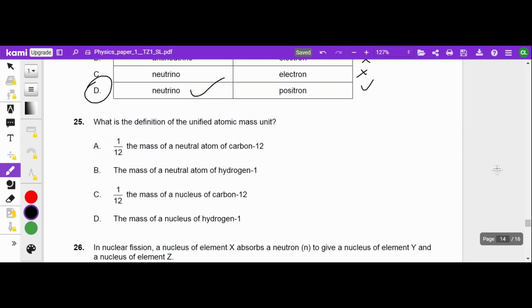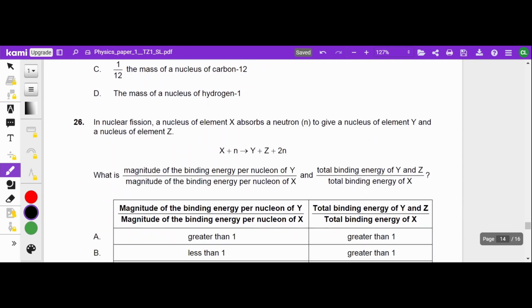What is the definition of the unified atomic mass unit? It's 1/12 the mass of a neutral atom of carbon-12. That's pretty much it, yeah.